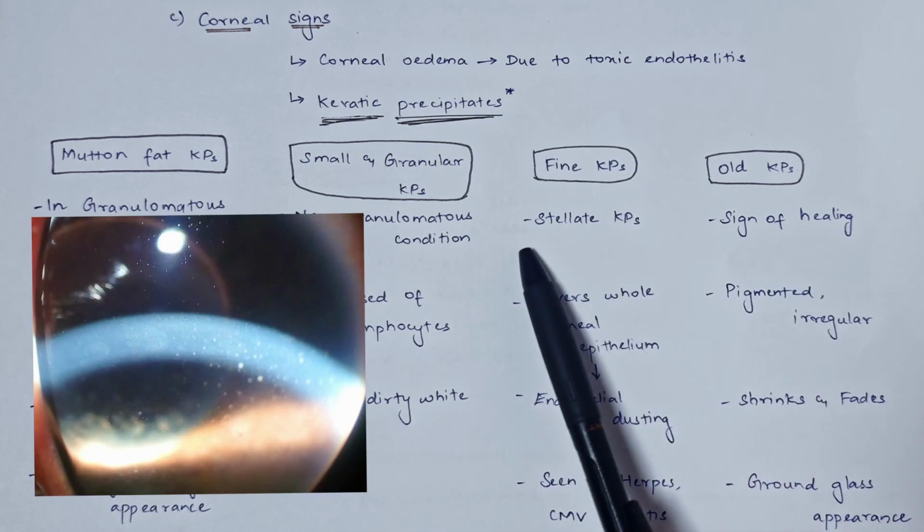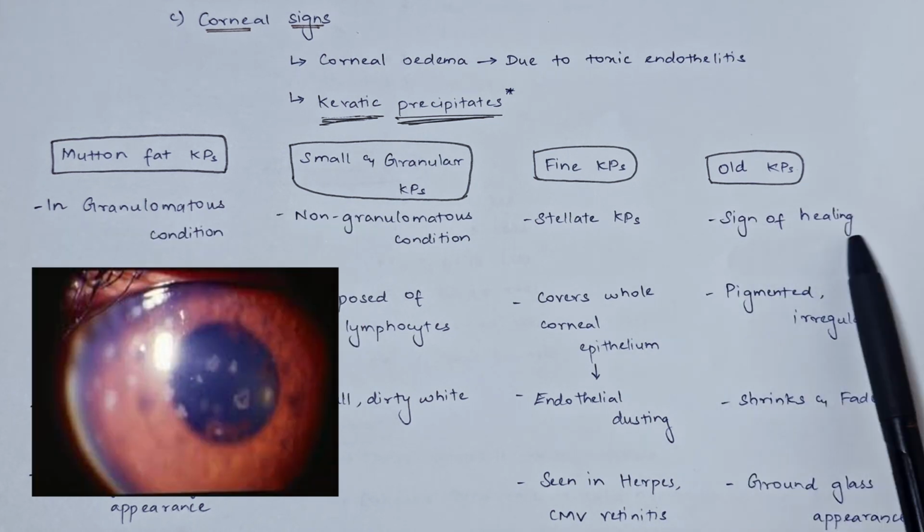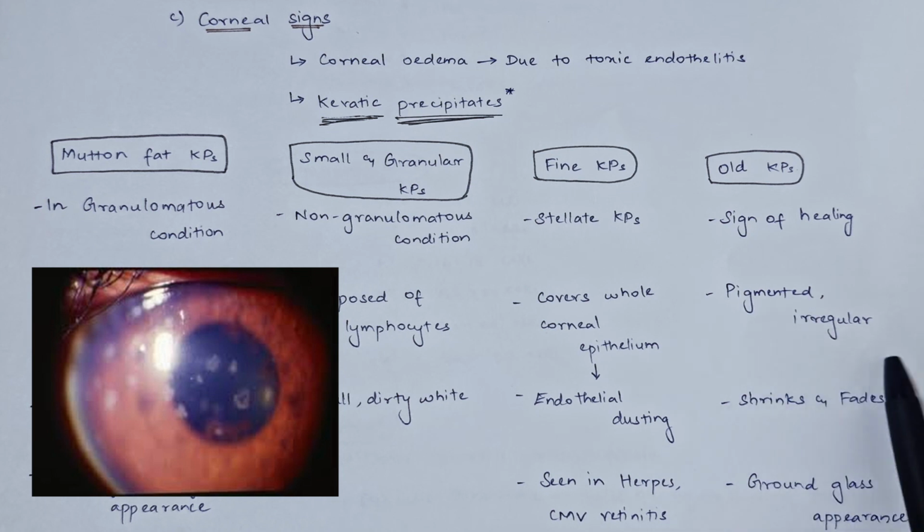Fine keratic precipitates are stellate, covering the whole corneal endothelium. Endothelial dusting is seen, and it occurs in herpes and CMV retinitis. Old keratic precipitates are a sign of healing. They are pigmented and irregular in shape. They shrink and fade, and they have a ground glass appearance.